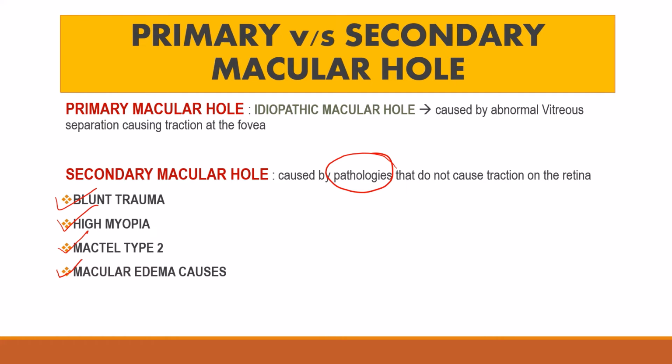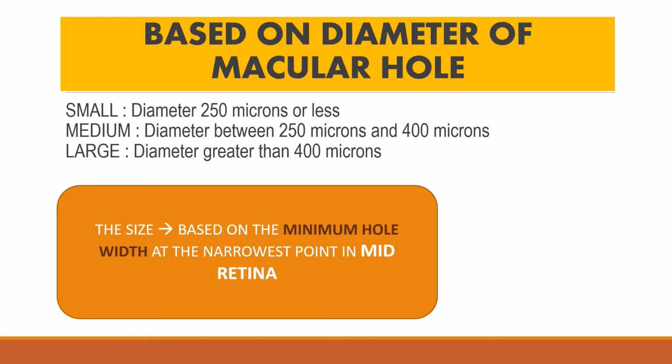So such macular holes are called secondary macular holes because they are developing secondary to some of the pathologies in the retina. Now, based on the diameter of the macular holes, again we have three types of macular holes. These are the small, medium, and large macular holes.